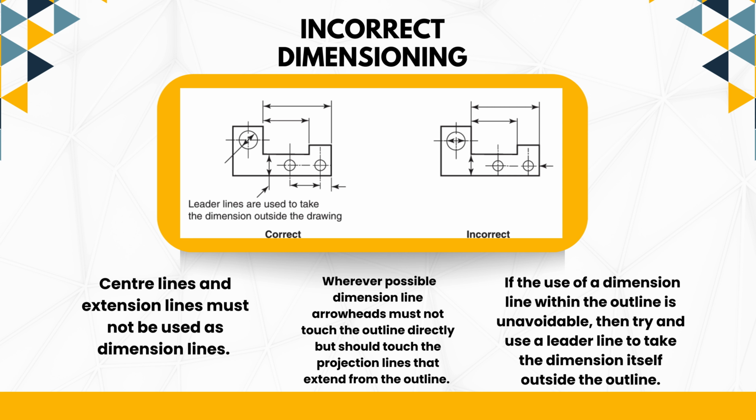Next, we can also see the incorrect dimensioning. From this diagram, we can compare the correct dimensioning, where leader lines are used to take the dimension outside the drawing, and vice versa for the incorrect one.